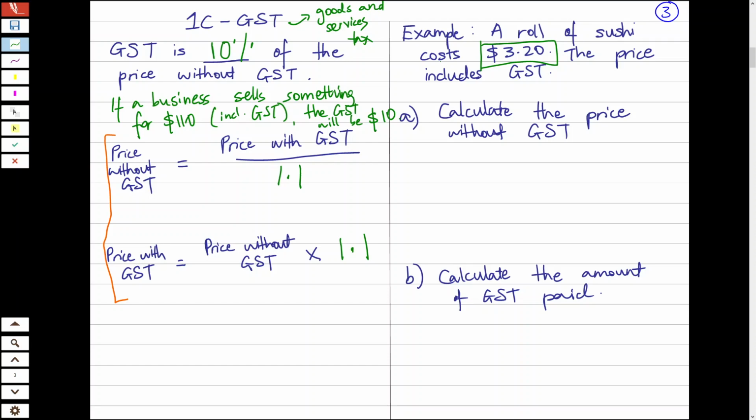Okay, so let's say I own a sushi shop. I don't, but let's say I do, okay? And I'm selling sushi for $3.20 per roll, and that price includes GST. The first thing I want to work out is how much money I get to keep when I sell that roll for $3.20. So what should I do? 10% of $3.20? No. Look carefully at the formulas here. Oh, my bad. I need a question. $3.20 times.